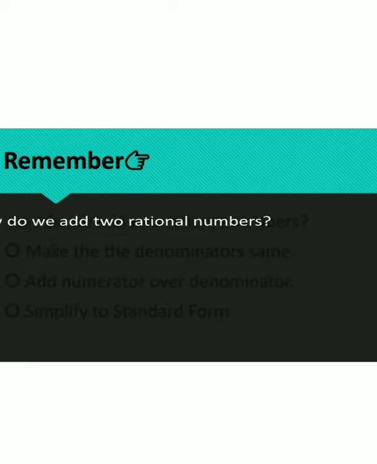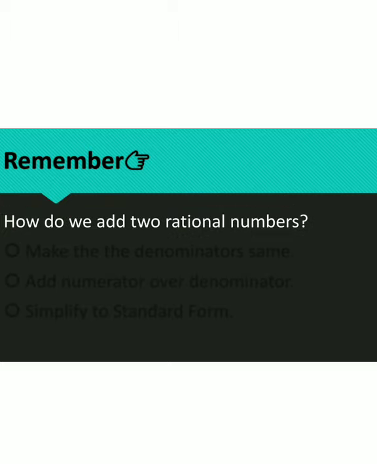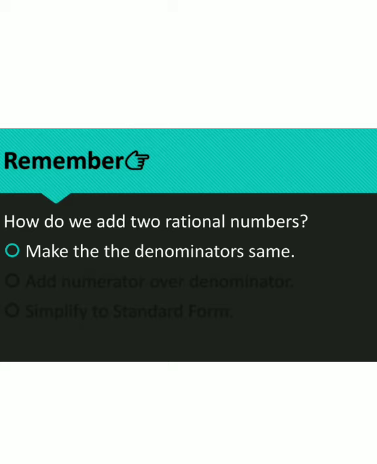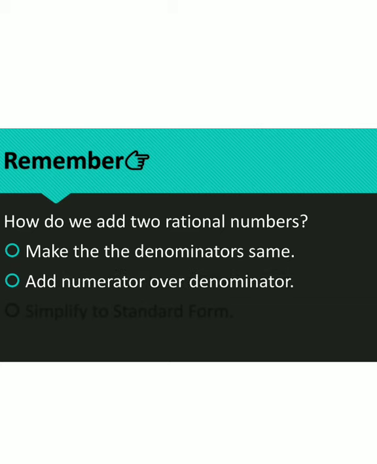Remember, how do we add two rational numbers? First step, make the denominators the same. Second step, add the numerators over the denominator. Third step, simplify to standard form.